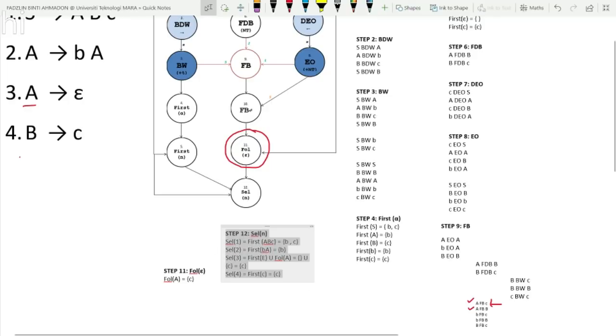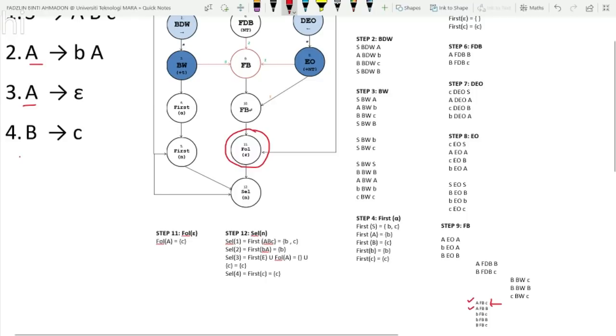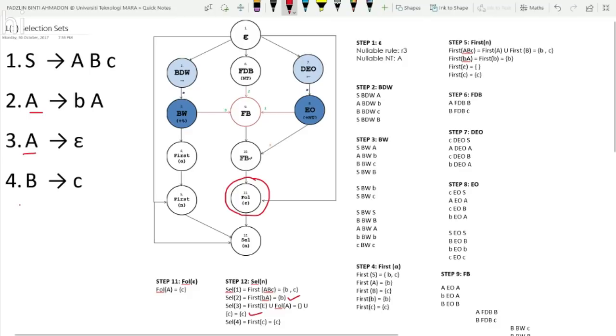Okay, so basically step 6 up until step 11 is so that we can get the follow set of our nullable non-terminal, and so that we can union it with the first of epsilon. Now we have found all the selection sets for all the rules, and then we can check. Rule 2 and rule 3 are both defined by the same non-terminal A, but because the selection set for rule 2 is b, and for rule 3 the selection set is c, these selection sets do not overlap, so we can conclude that this grammar is an LL1 grammar.